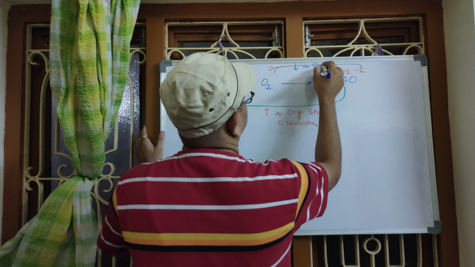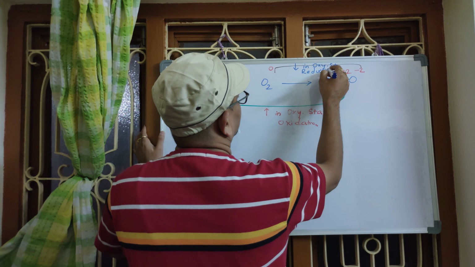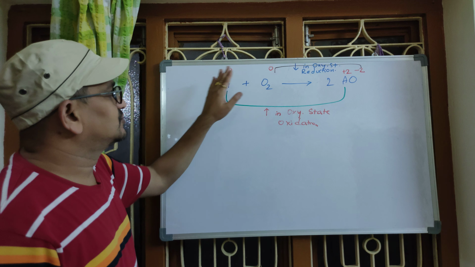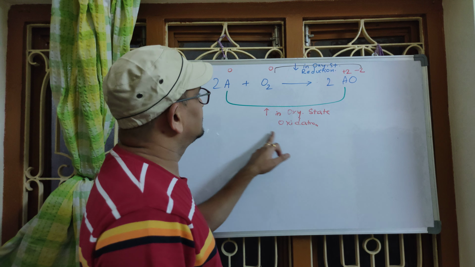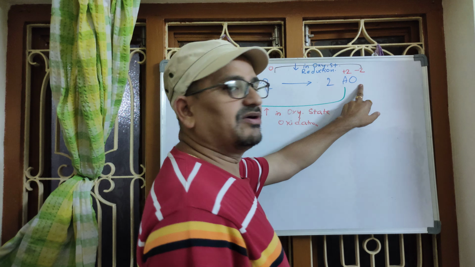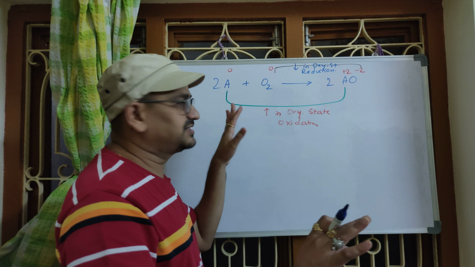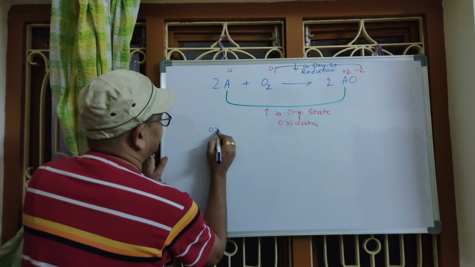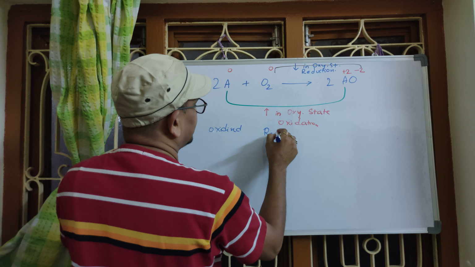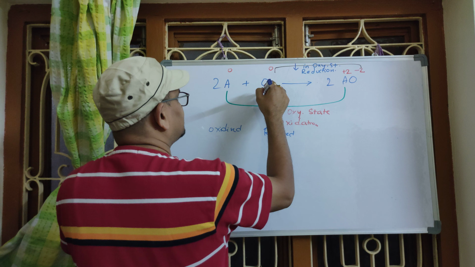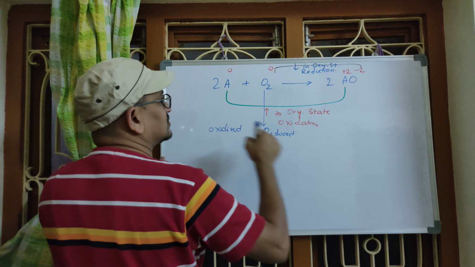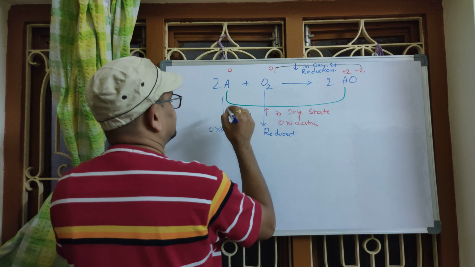Decrease in oxidation state stands for reduction. So, A is oxidized to A⁺², and oxygen is reduced to O⁻². You got the point? A is oxidized, O₂ is reduced. Notice this properly: O₂ is reduced to O⁻², and A is oxidized to A⁺².